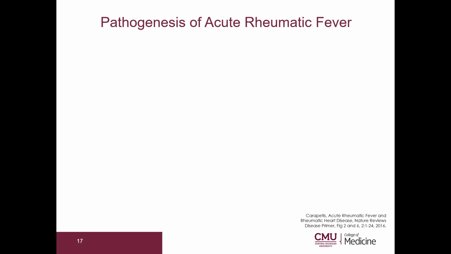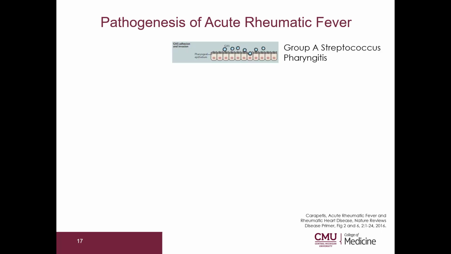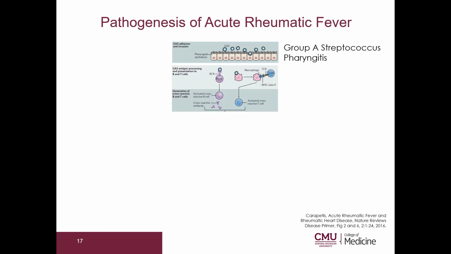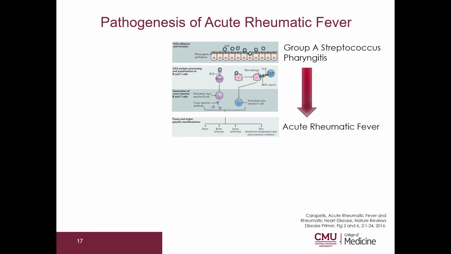Let's discuss the pathogenesis of acute rheumatic fever. Here I have a drawing that represents the group A Streptococcus pharyngitis. You can see the bacteria infecting the pharyngeal epithelium. This infection can cause generation of cross-reactive B cells, which produce cross-reactive antibodies and cross-reactive T cells. These cross-reactive antibodies and T cells can then cause damage in multiple organs. The episode where you are having the damage to the multiple other organs is called acute rheumatic fever.